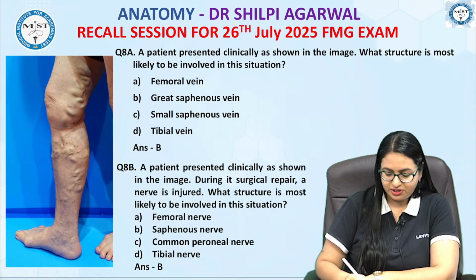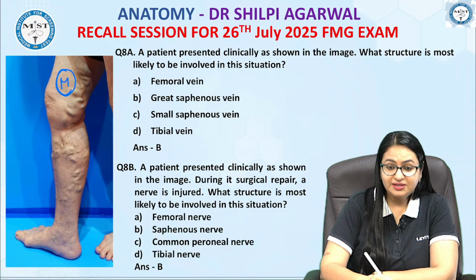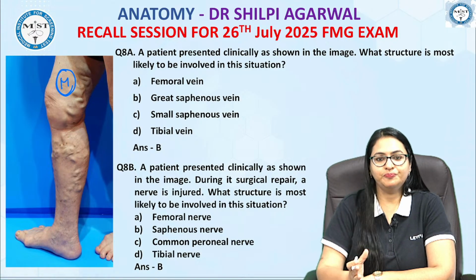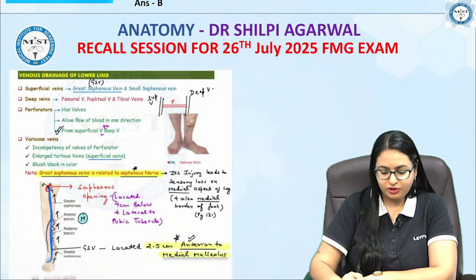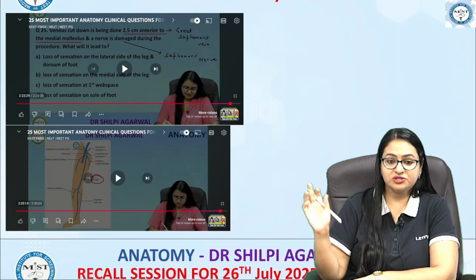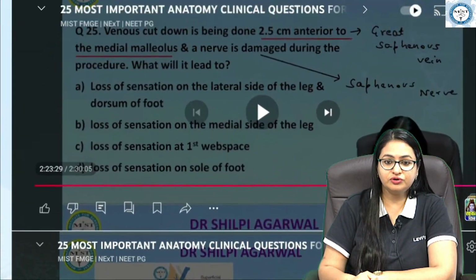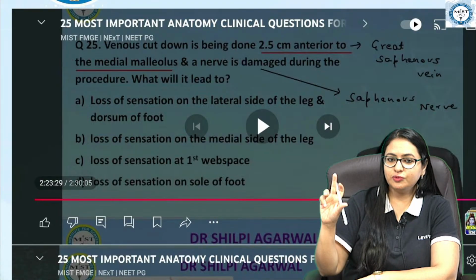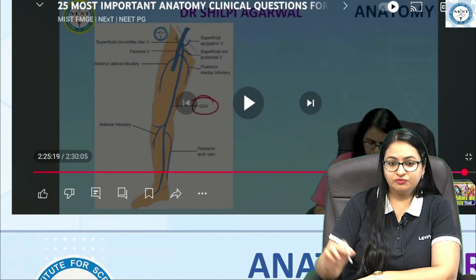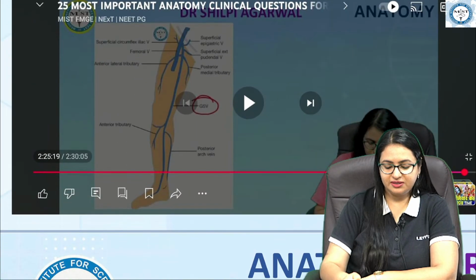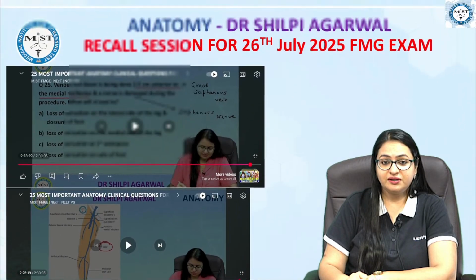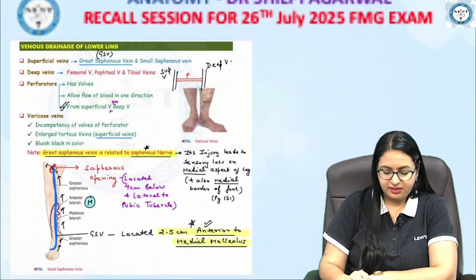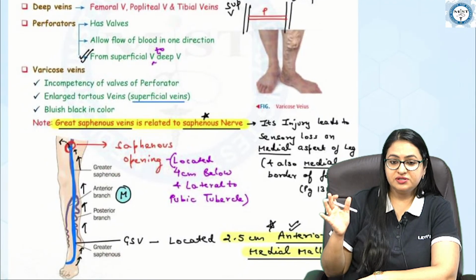When you see this image, you are very much clear this is the medial side of the lower limb. As we have discussed in the YouTube session, in the 25 important questions, we discussed the same thing about the great saphenous vein. We mentioned that towards the whole medial side, the great saphenous vein is there, which is in fact related to the saphenous nerve. And in the class also we have mentioned all these points specifically.